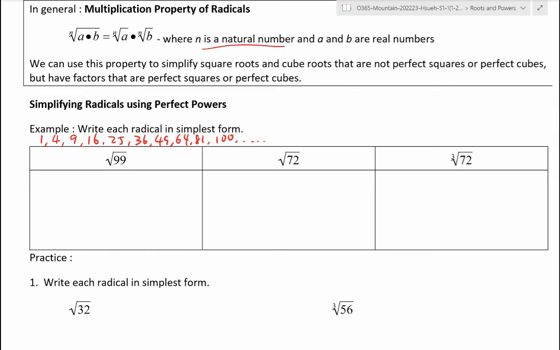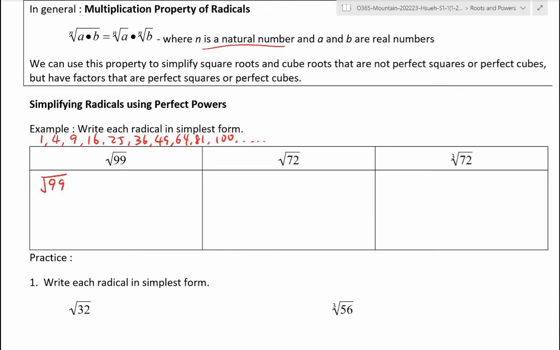Now, is there any number out of these perfect squares that is also a factor of 99? Yes, there is. 1 obviously is a factor of 99, but we don't really look at 1 because it's not that interesting. 1 times 99 still gives you 99. However, we are always looking for the biggest perfect square factor. In this case, it is 9. 9 times 11 is 99.